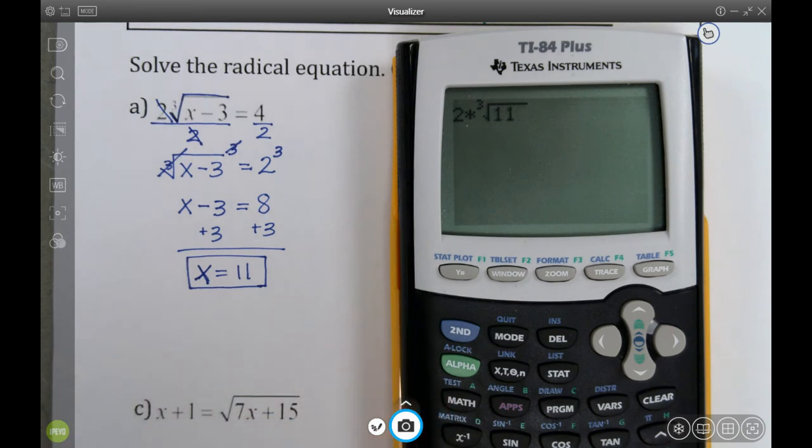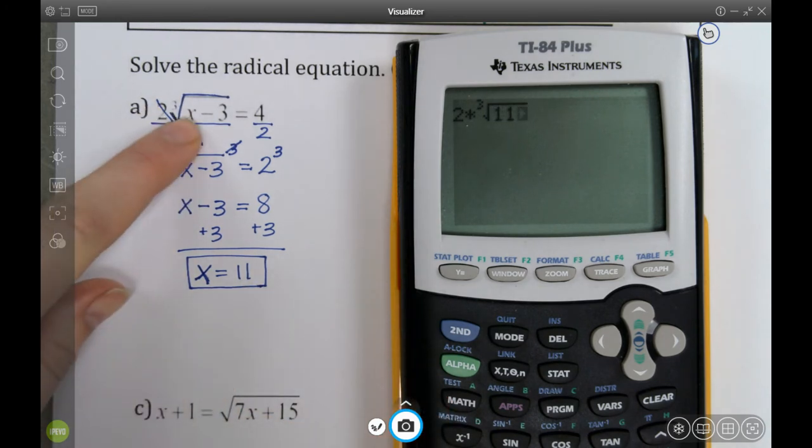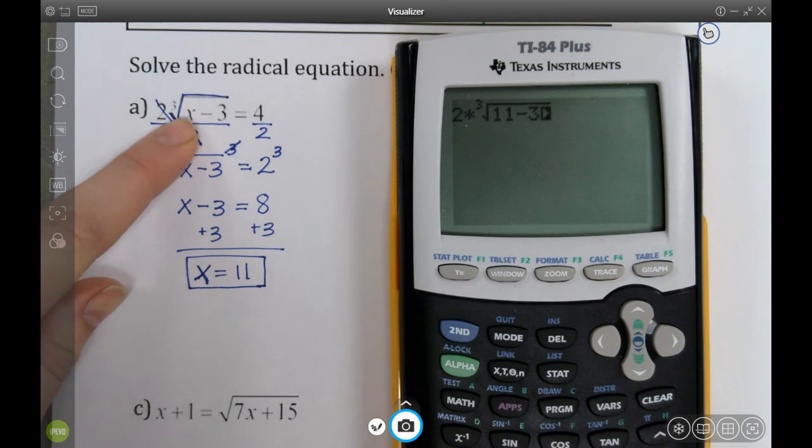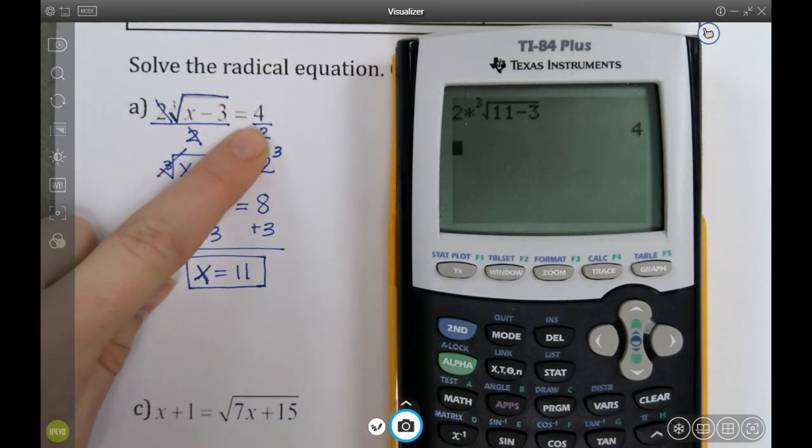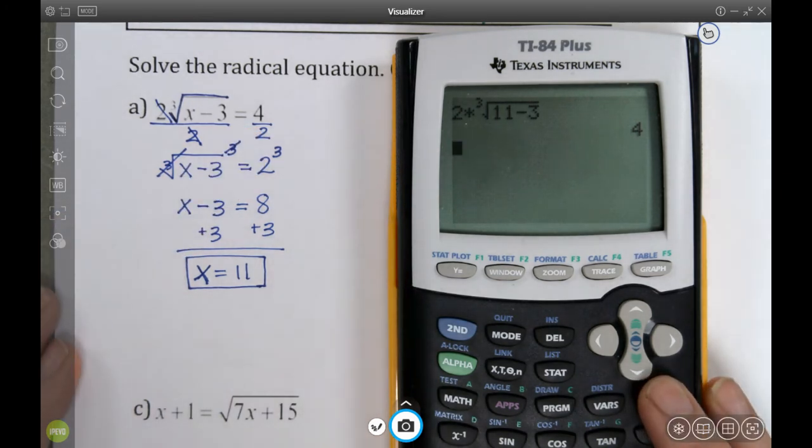Okay, my solution was 11, so I'm plugging in 11 for x minus 3. And when I hit enter, do I get 4? Yes, so I have checked my answer and I'm good.